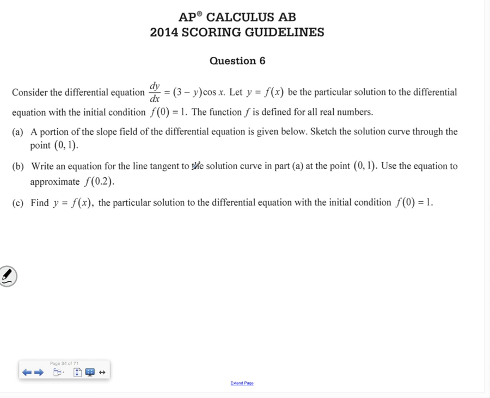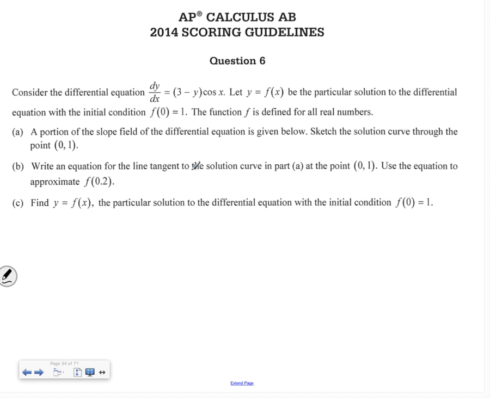All right, 2014 question number 6. So this is a differential equation problem. We've done plenty of these, so I expect that you guys are all pros at this. It says, consider the differential equation dy over dx equals 3 minus y cosine of x. Let f of x be the particular solution to the differential equation with initial condition f of 0 equals 1. So we're very used to seeing this setup.